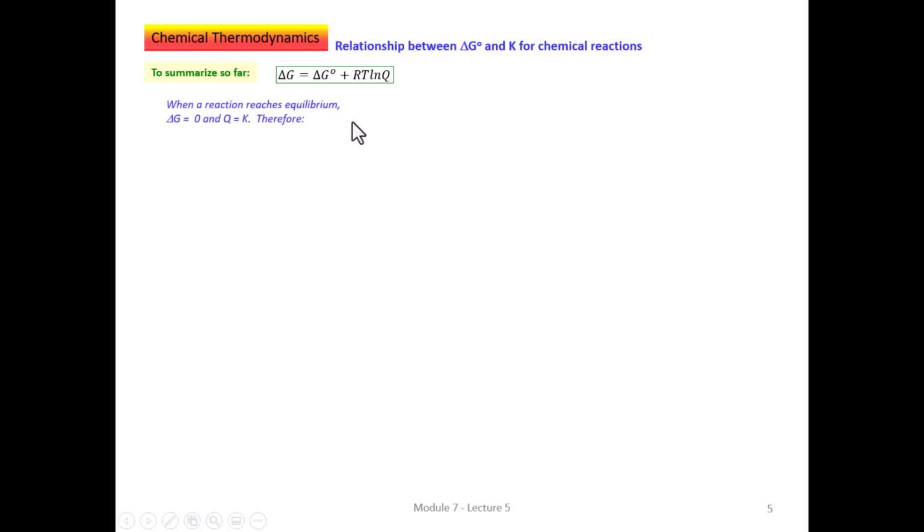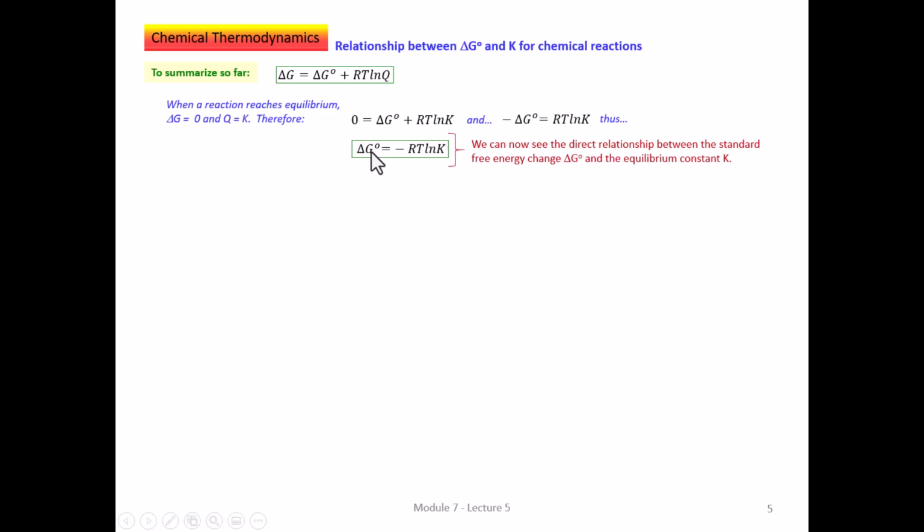Well, when a reaction reaches equilibrium, as you saw on the previous slide, delta G equals 0. And that means that Q, the reaction quotient, actually equals K. So if I put 0 in for delta G, that means we're at equilibrium, and I put K in for Q, which means we're at equilibrium. This equation turns into this, which means we can solve for delta G, and we can see that there's an actual direct relationship between the standard free energy change and the equilibrium constant K.